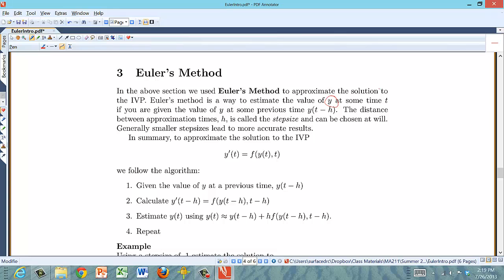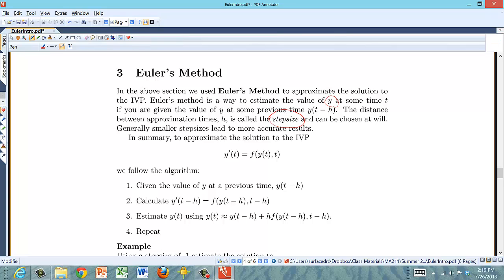The distance between those two times is called the step size, and we can choose that however we want. So we could take steps of point 2. If we took steps of point 2, then we would be given y at time 0. We could estimate y at time point 2, and then y at time point 4, and then y at time point 8. Or we could use a step size 0.1, and then we'd be given y at time 0. We'd estimate y at time point 1, then estimate it at time point 2, and then at time point 3, and so on.